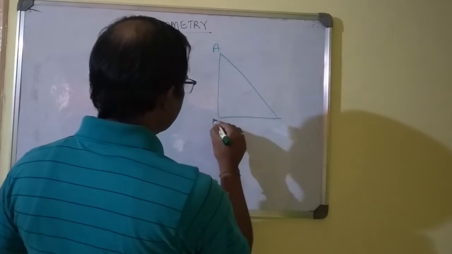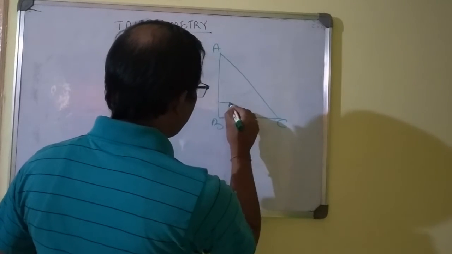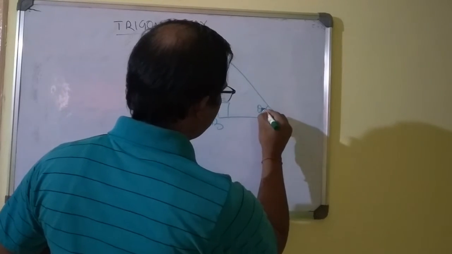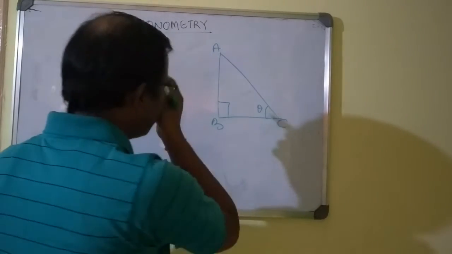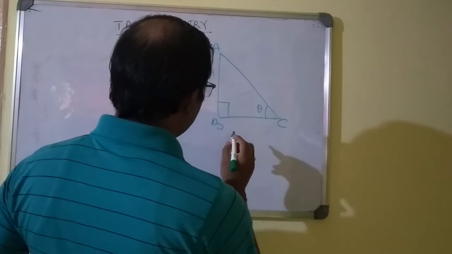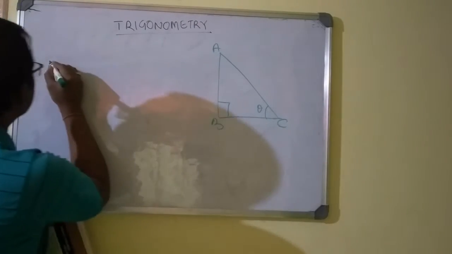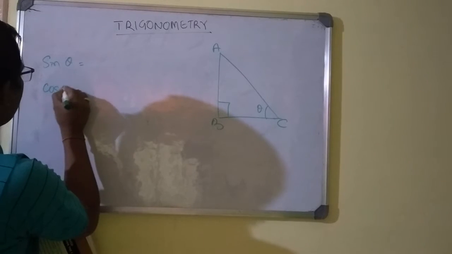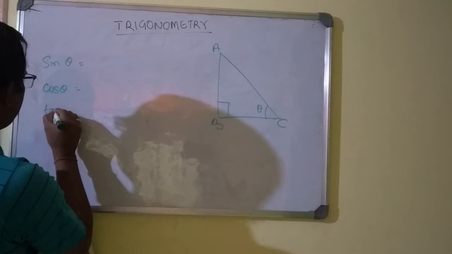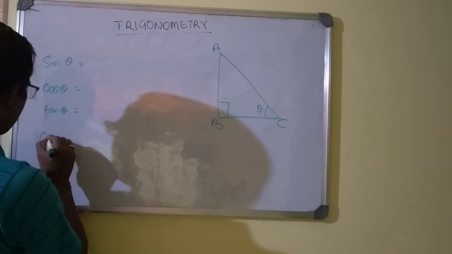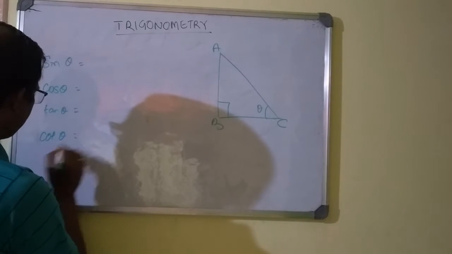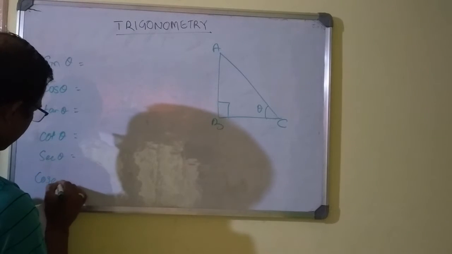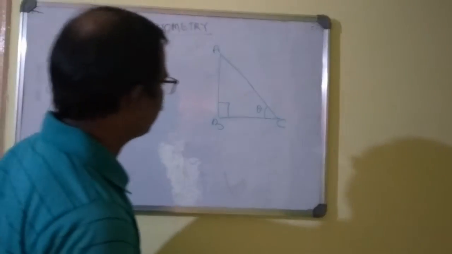Let's say this is A, B, C, where B is the right angle and C is our angle of inference, represented by theta. So here I am saying, let's say all the ratios we have to find out: cos theta, tan theta, cot theta, sec theta, and cosec theta. So these are the ratios that we have to figure out.